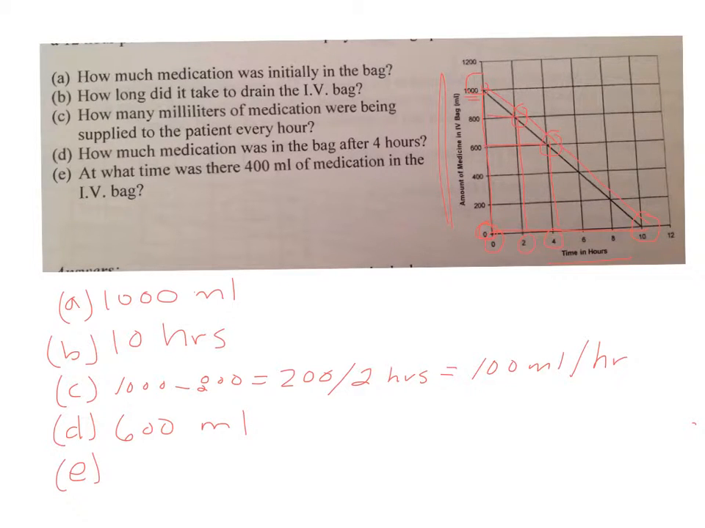And when is there 400 mils of medication in the bag? Well, where's 400? Here is 400 mils of medication. If I go across to my graph and go down to hours, there are 400 after 6 hours. So it's 6 hours. There are 400 milliliters left in the bag.